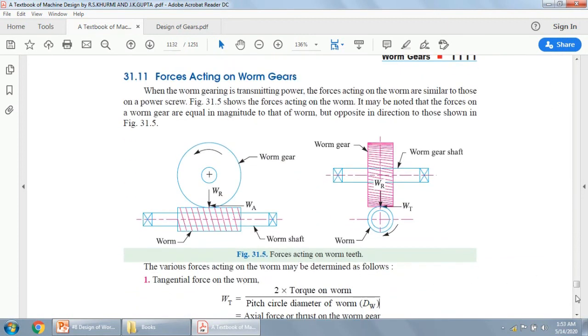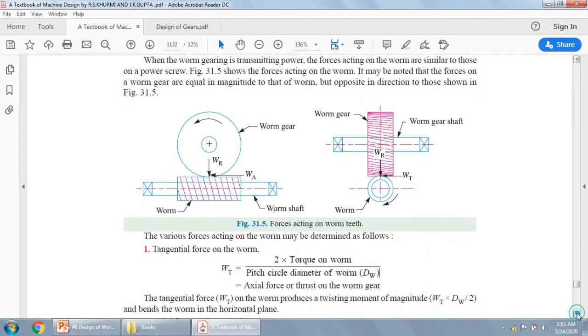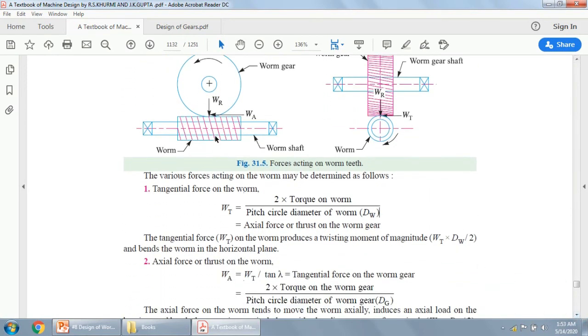Then forces acting on worm gears. So now if we analyze this one and this one, this is WR and this is WT and this is WR. In this case, this is WA and this is WR. Then your tangential force WT is equal to 2 into the torque on the worm divided by the pitch circle diameter dW. Let me simply say dW by 2 here.